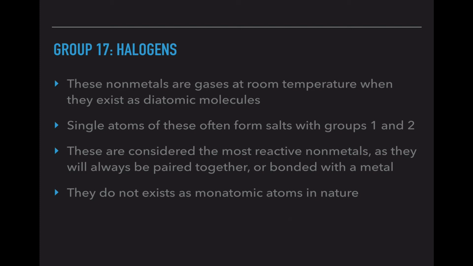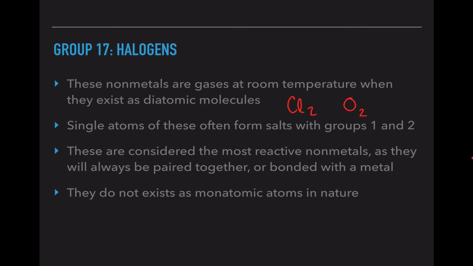So group 17 are halogens. These nonmetals are gases at room temperature when they exist as diatomic molecules. A diatomic molecule is a fancy way of saying 2 of the same atoms bonded together. So Cl2 is chlorine, but there are two chlorines bonded to make that molecule.